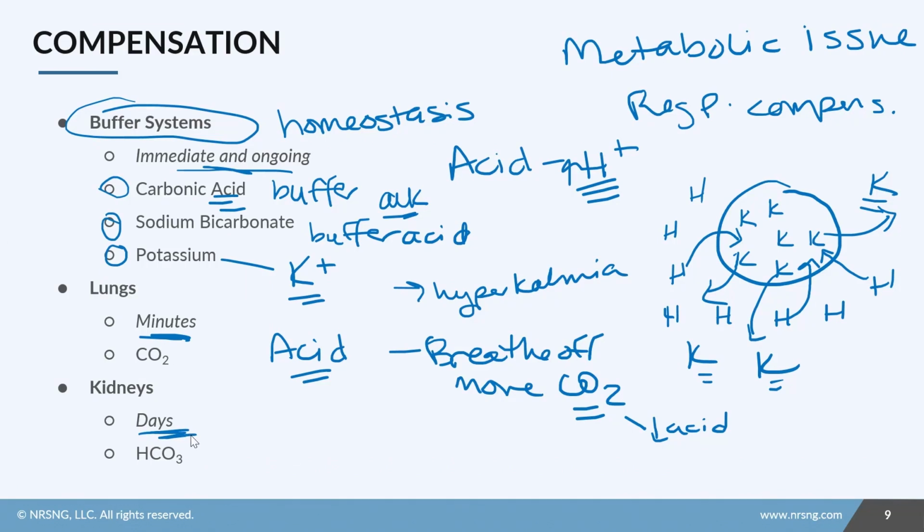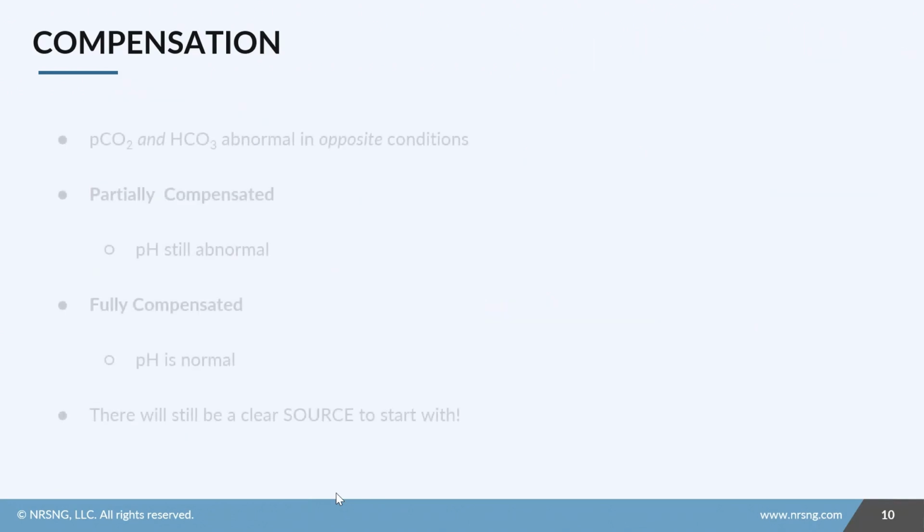So that's good. So the kidneys will excrete or retain bicarb to help regulate the pH. In acidosis, it'll retain more bicarb because bicarb equals base. In alkalosis, they will excrete more so that it goes away. Okay, so that's the physiology behind compensation. Let's look at how we would actually see compensation on an ABG.